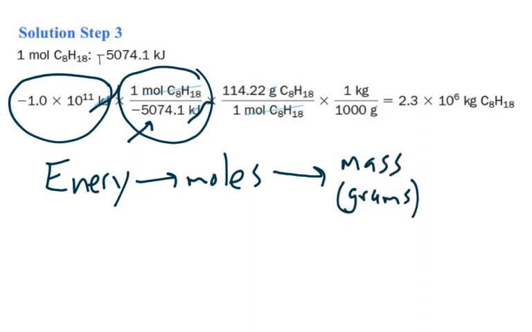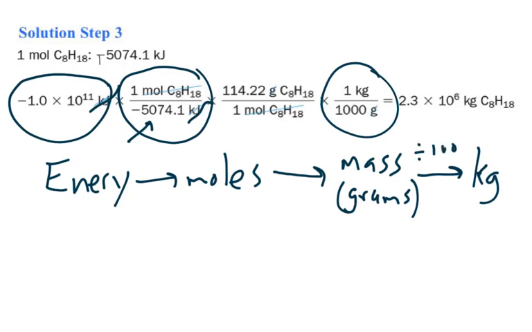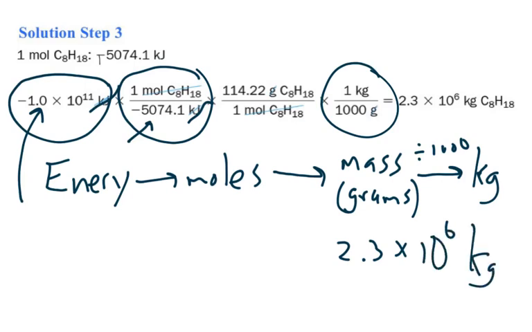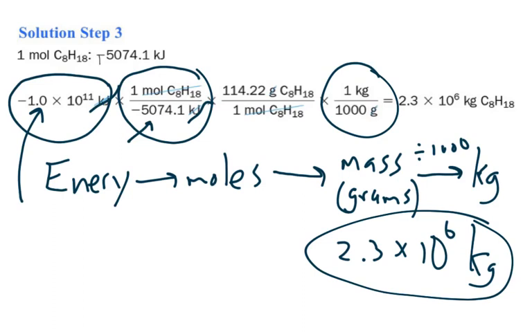And then the final step is to go from grams to kilograms. As you can see right over here, you're going to end up dividing by 1,000. And once you divide by 1,000, since everything here has 2 significant digits, the original question has 2 significant digits, they rounded it to 2 and they got 2.3 times 10 to the 6 kilograms of octane. So this is how you do this one. Now this one's worked out for you, okay?